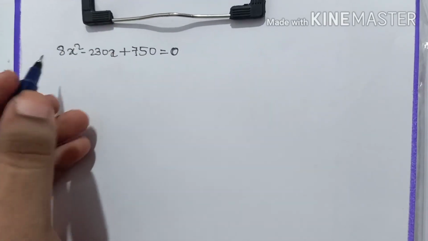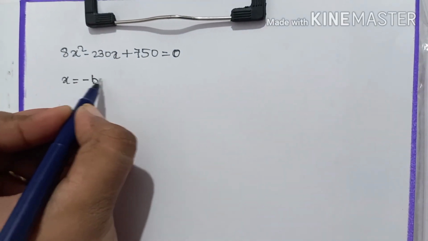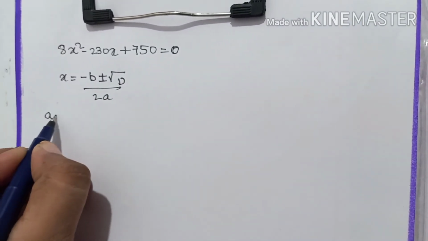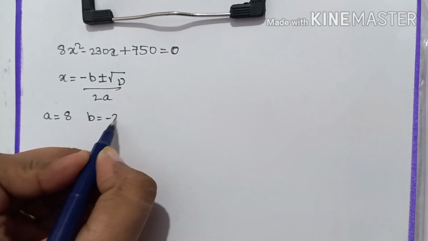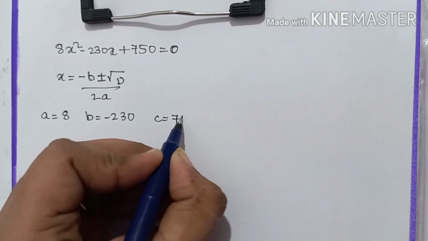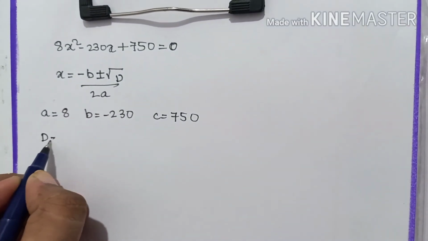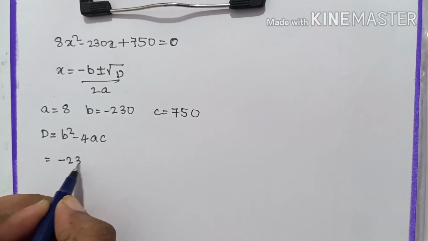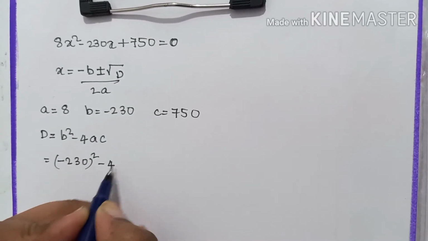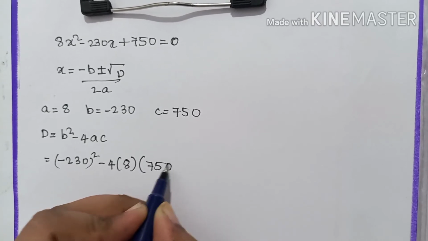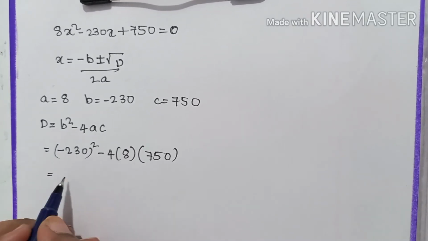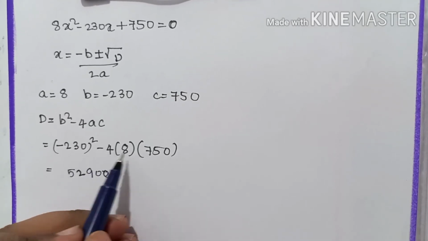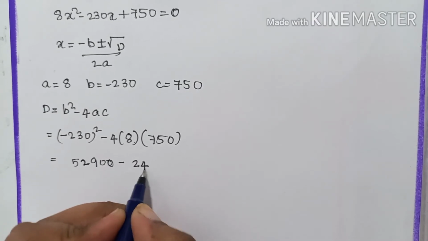As usual, we are going to use the formula x equals minus b plus or minus under root d by 2a. Here a is 8, b is minus 230 and c is 750. To find d, we know the formula d equals b square minus 4ac. Here b is minus 230 whole square, and 4 into 8 into 750. Now substituting, 230 whole square is 52,900 and 4 into 8 into 750 gives us 24,000.